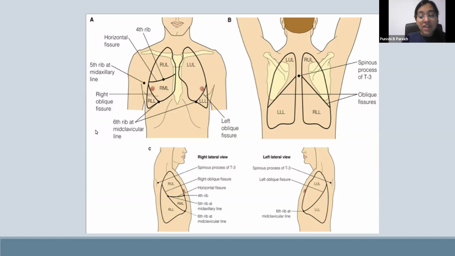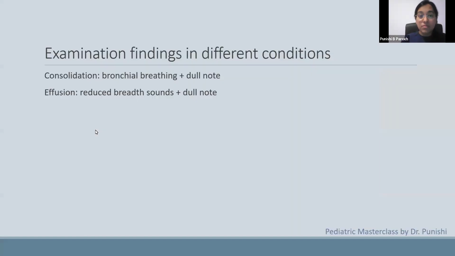So, examination findings in different conditions. Let's say you have consolidation and another patient has effusion. How do you differentiate these two findings? On the basis of history, probably they'll present with the same symptoms of fever, cough, and hurried breathing. Now you have to differentiate whether it's pneumonia or effusion on your examination.